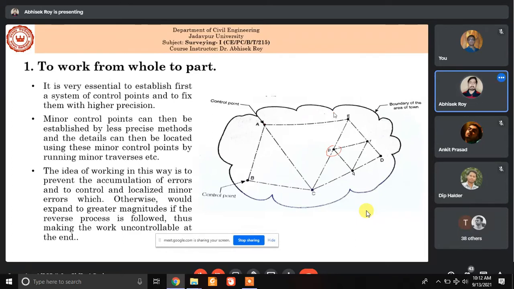Now, why is that done? The idea of working in this way is basically to prevent the accumulation of errors. Suppose you have made an error measuring this side length or this length or this angle, then obviously for a large length you have made a small mistake. But suppose a similar kind of mistake you have made measuring this part, and from this part you try to go in the upward direction, from the part towards the whole, then what will happen? The accumulation of error will be there, so a larger amount of error will be there. And that's why we always try to work from whole to part.